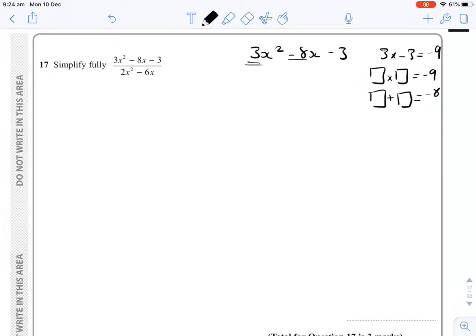So the two numbers that multiply together to make minus 9 and add together to make minus 8 are minus 9 and plus 1. So what we can now do is split the minus 8x into these two numbers. So we've got 3x squared minus 9x plus 1x minus 3. Now you can see that minus 9x add 1x will give you minus 8x, so we haven't actually changed anything here.